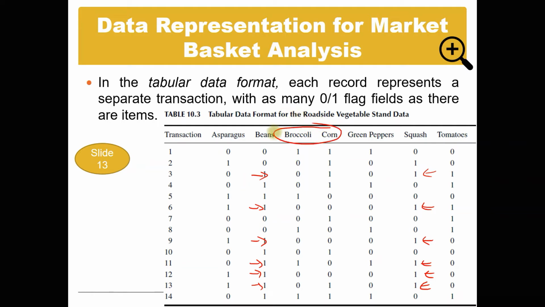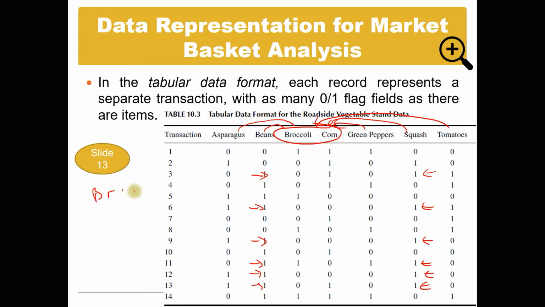These two are already not frequent. So I'm not going to be interested in the rules bean, broccoli, and corn, or asparagus, broccoli, and corn, or green pepper, broccoli, and corn, squash, broccoli, and corn, and tomato, broccoli, and corn. So, in other words, I'm not going to be interested in deriving any rule.